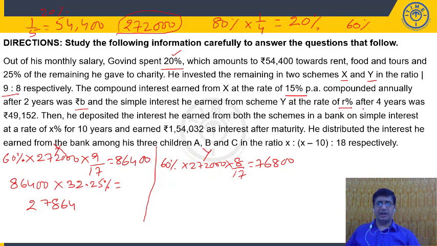Investing at R% per annum for 4 years, and the interest is 49152. Here the investing is under simple interest. Now the scheme is simple interest. So 49152 is equal to the P value, which is 76800. With 4 years and a rate of R% per annum, on solving this we get the R value as 16%. So R is equal to 16%.